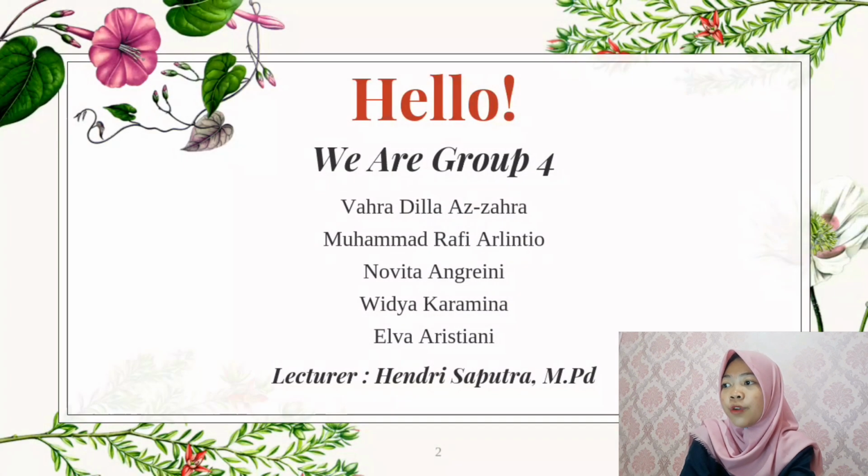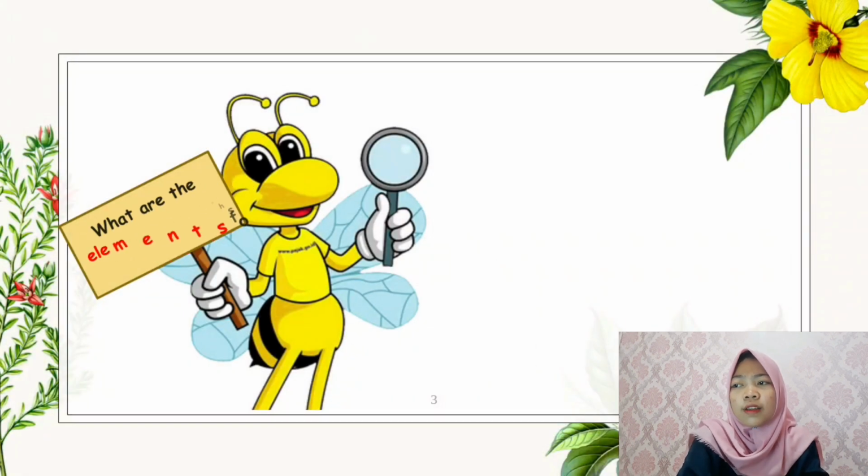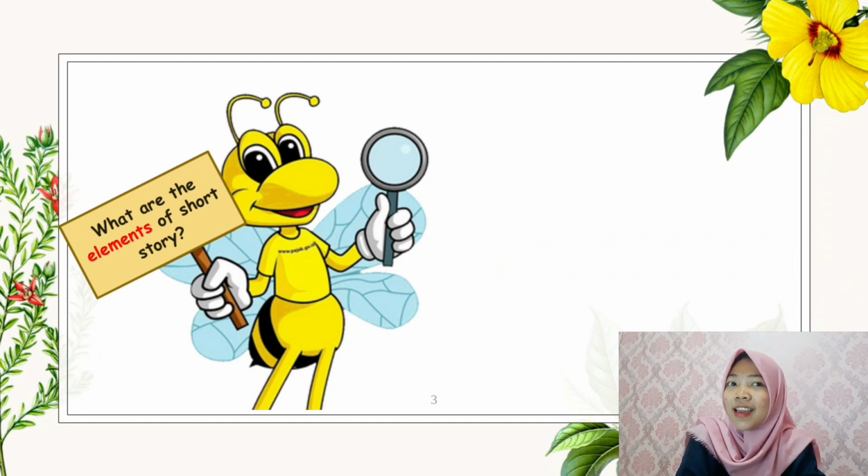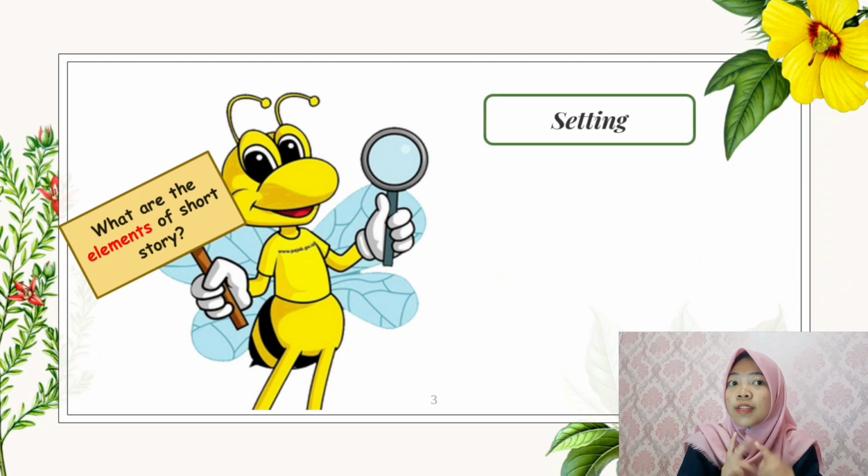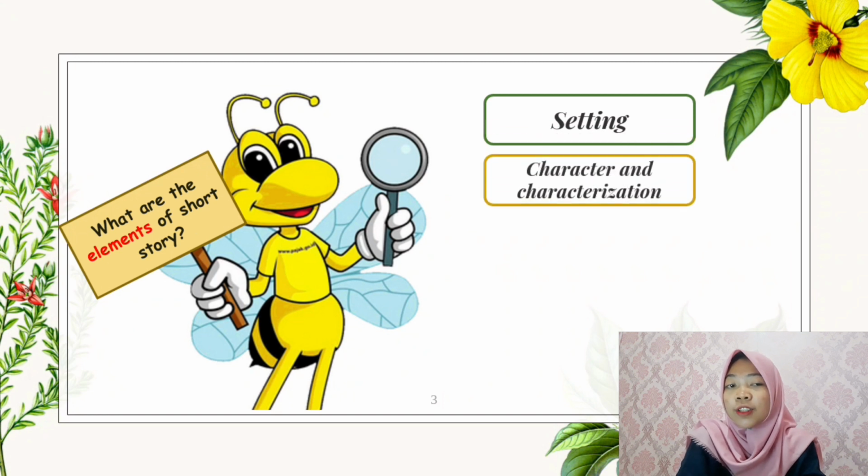Well, let's move on to what are the elements of short stories. I think everybody already knows about it. The elements of short stories are, first, setting. Setting tells the reader when and where the story takes place. And the second is character and characterization. What is the difference between them?